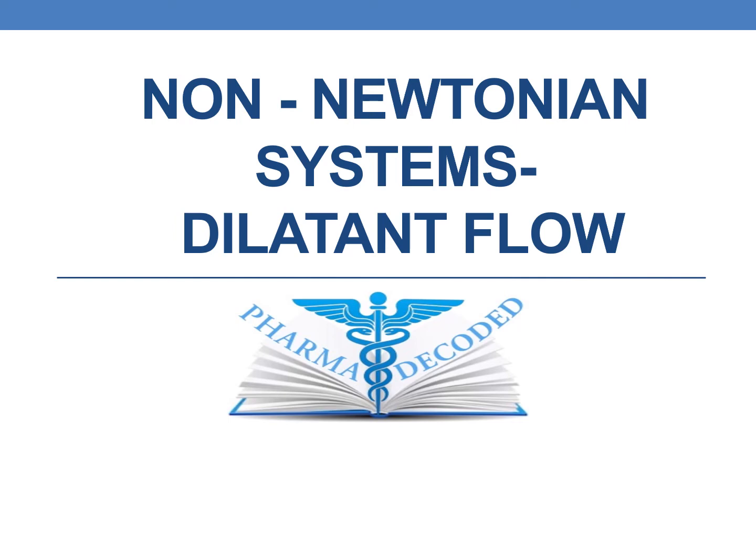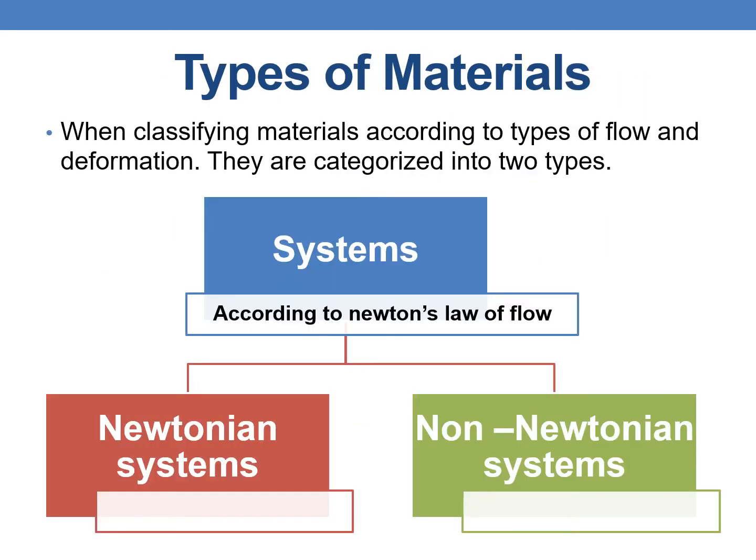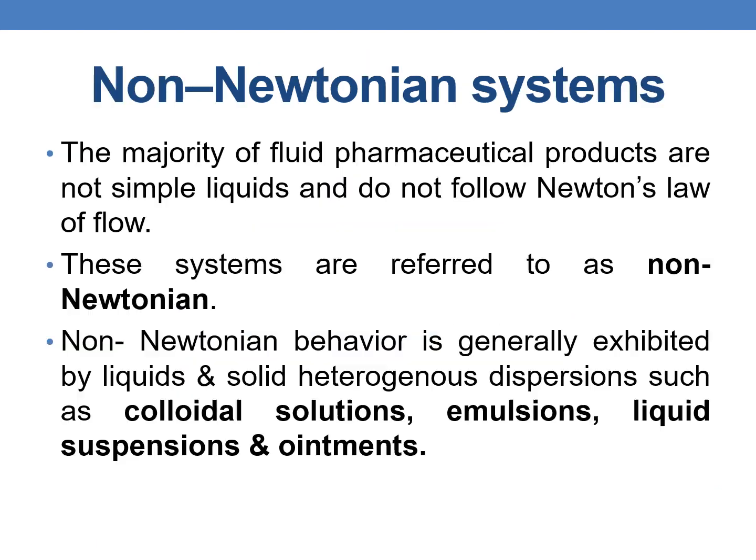Hello everyone, in the current session we will be discussing dilatant flow, which is a type of non-Newtonian system. Before that, let us briefly discuss types of systems. We can classify materials according to their type of flow and deformation, and they can be categorized into two types, Newtonian systems and non-Newtonian systems.